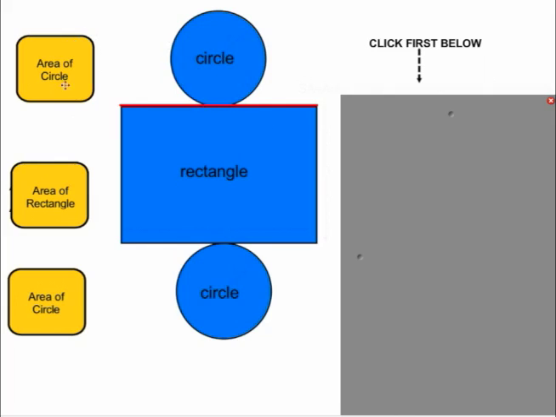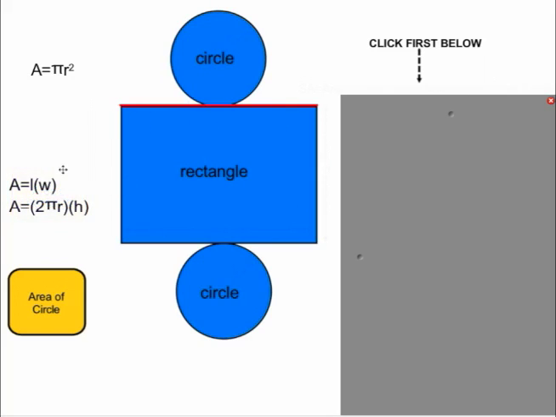All right, so let's try to recap. How do we calculate the area of this circle? Well, as we saw from class, the area of a circle is pi r squared. How do we calculate the area of a rectangle? We know that the area of the rectangle is length times width.